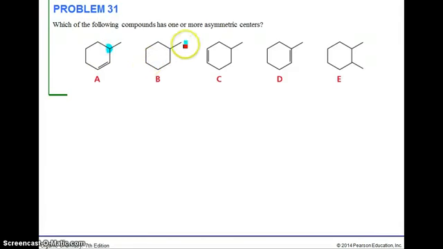B does not. B has a line of symmetry, so it does not have an asymmetric center there. C has one right here. D does not have an sp3 hybridized carbon that has 4 different groups, but E has 2.